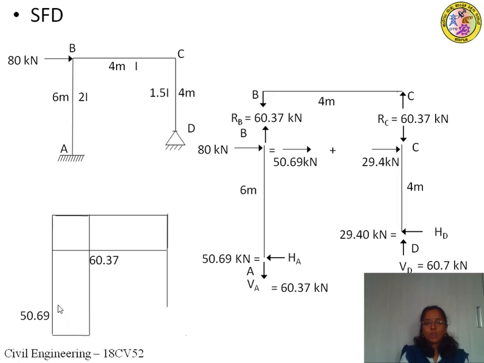So mark it towards right side of the vertical member, okay. Similarly for member CD, so these two forces, this 29.4 and this reaction HD, are also inducing a clockwise couple. Therefore, the shear force is positive for CD member. Therefore, mark it towards right side of the vertical member. This is for 29.4 kilonewton.